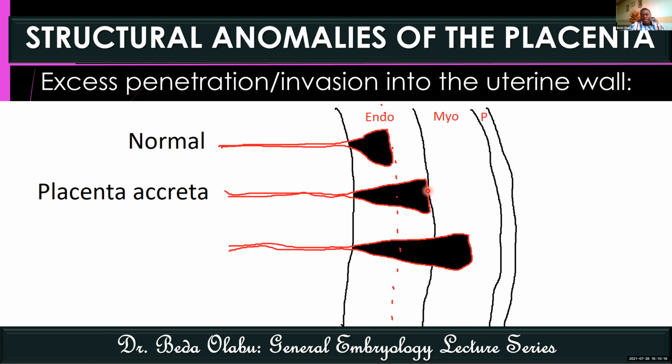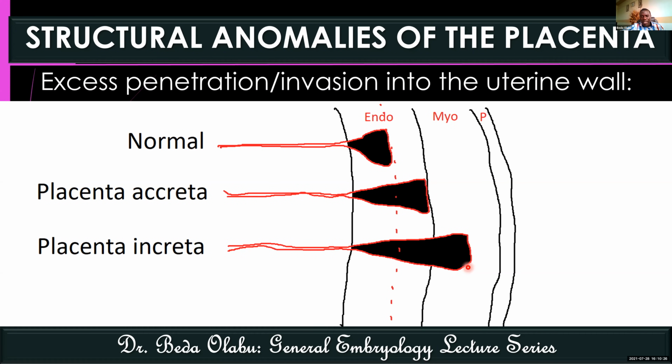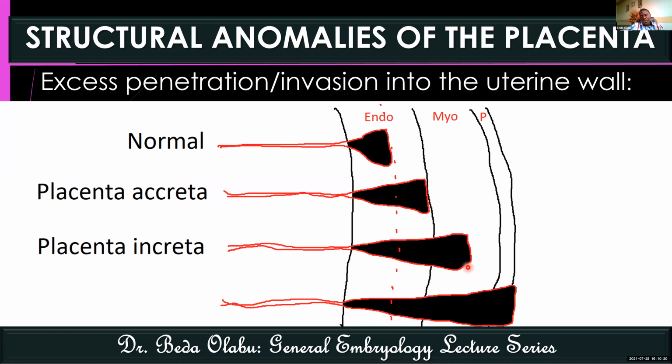Yet again, a more severe form is where the chorion frondosum has penetrated deeper into the myometrium. This is what we are calling placenta increta. And the last form of it is where the chorion frondosum has penetrated all the layers of the uterine wall. This is what we call placenta percreta.